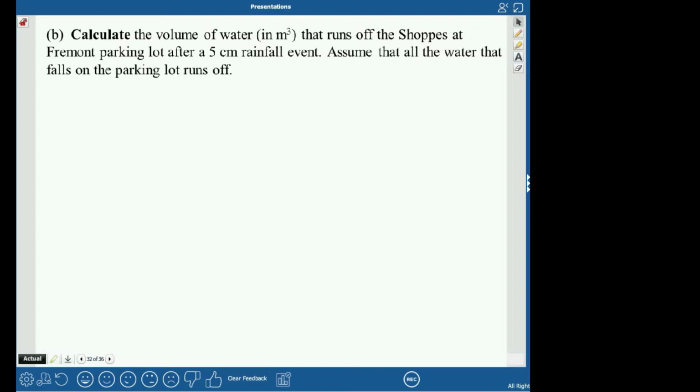So what do we want to do? We want to talk about the water that falls off on a rainfall event. So it says the parking lot is 200 meters long by 100 meters wide. Okay. So the first thing we're going to do is find the area of the parking lot. So we'll have to do 200 meters by 100 meters. And we should get like 20,000 meters squared. Okay, so there's the area of our parking lot.